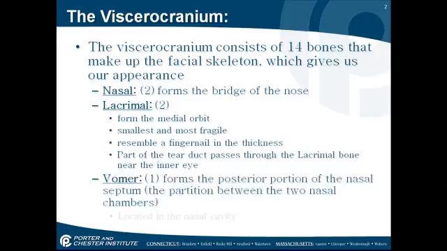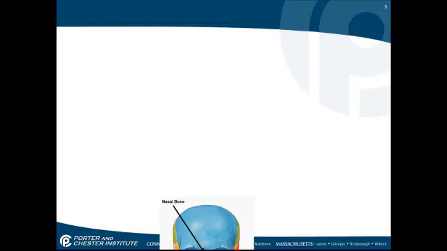inner eye. The vomer bone, there's one of them, forms the posterior portion of the nasal septum. The nasal septum divides the two nasal chambers, and the vomer is located in the nasal cavity.